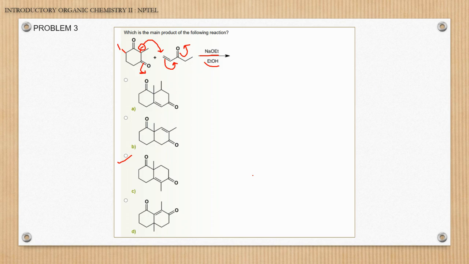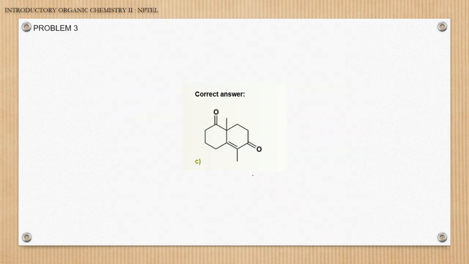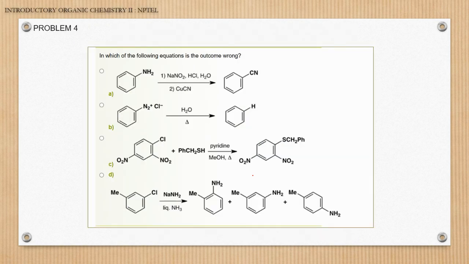Okay, ma'am. Okay. So if it is clear, then I'm moving to problem number 4. Now in problem number 4, you have to identify in which of the following equations the outcome is wrong. So you have to figure out which is the wrong reaction. One by one we will be going through the reactions.